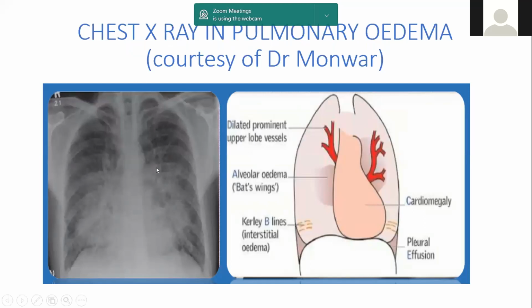Here we see the pulmonary edema. Dr. Monwar has graciously allowed me to use his slide. There is a bat wing opacity. There is upper lobe diversion, if we correlate with this sketch, and there is a Kerley's line, and there may be bilateral or right-sided pleural effusion.